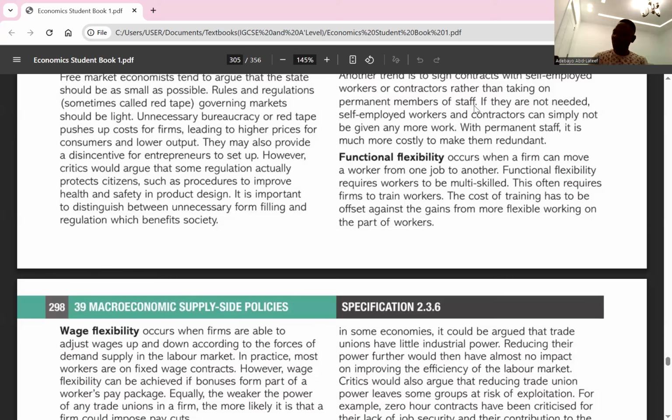Yes. Okay. So that's why I wrote, this requires workers to be multi-skilled. This often requires firms to train their workers. The cost of training is to be offset against the performance of the workers from the flexible working on the part of the worker. So whatever the workers will do, in as much as we have trained you, your output should cover the cost we have spent on you. I think the point is clear.